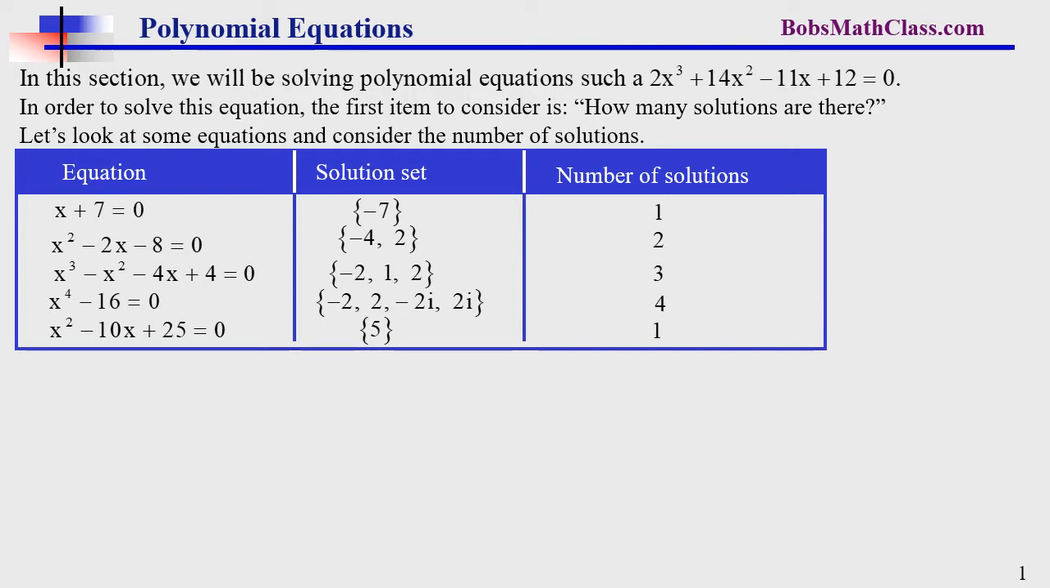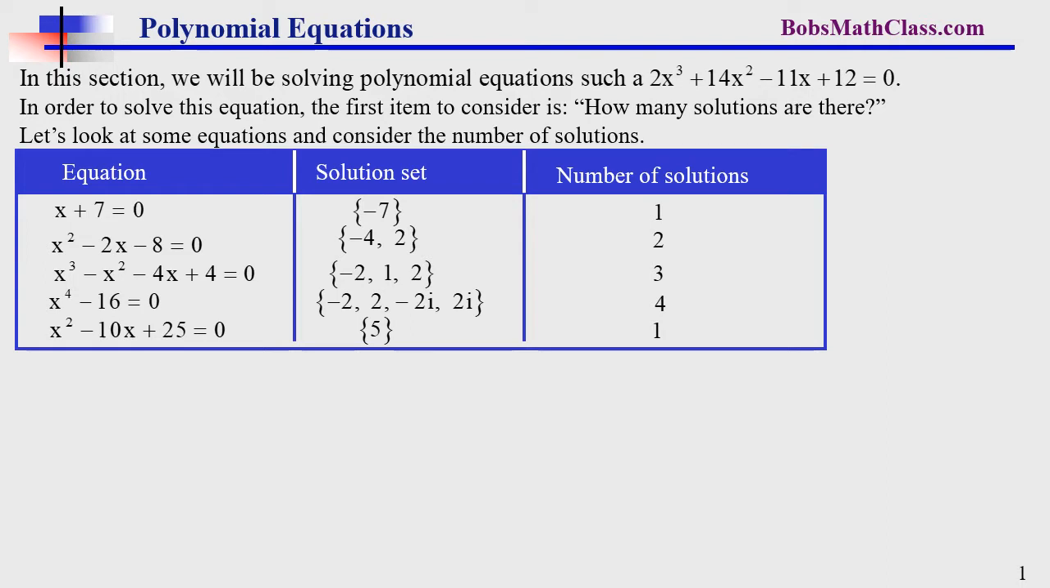The fourth row, x to the fourth minus 16, actually has four solutions. We could factor it using the difference of two squares, and then set each factor equal to 0. We could use the square root property to solve at that point. So that one has four solutions.